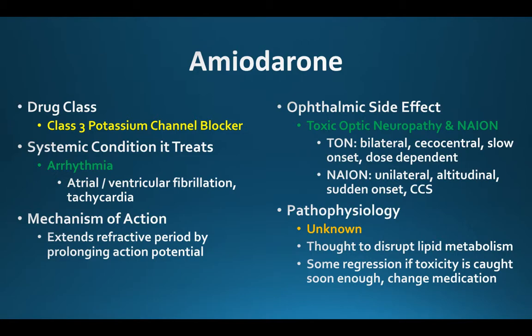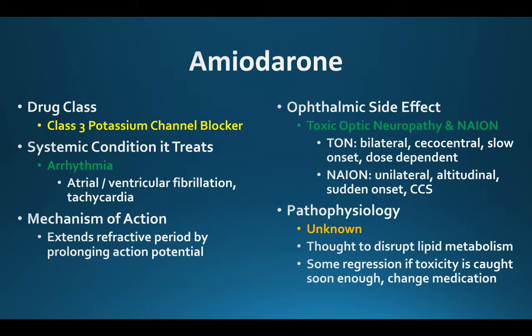Amiodarone is actually the most commonly prescribed antiarrhythmic drug today. It works by extending the refractory period of the heartbeat by prolonging its action potential. This drug has a few different side effects. The 2 neurological side effects are going to be toxic optic neuropathy and non-arteritic anterior ischemic optic neuropathy. It's important to distinguish the 2 of these because it can determine how you treat this condition.